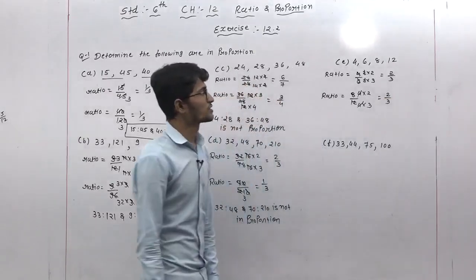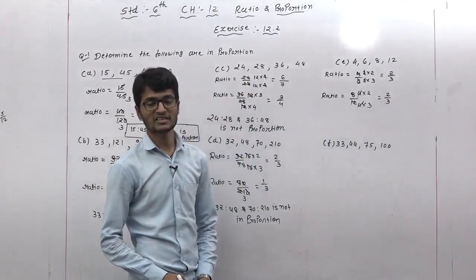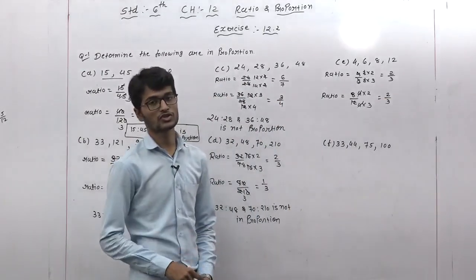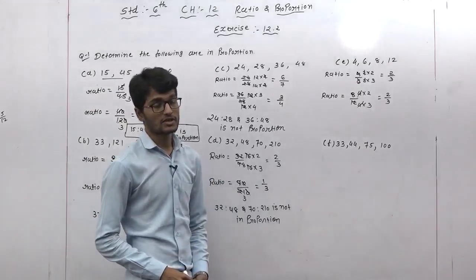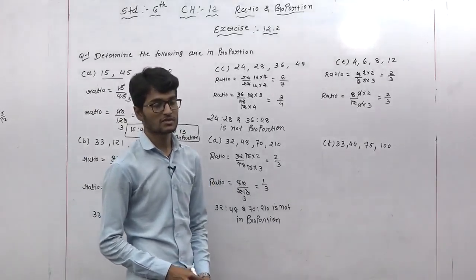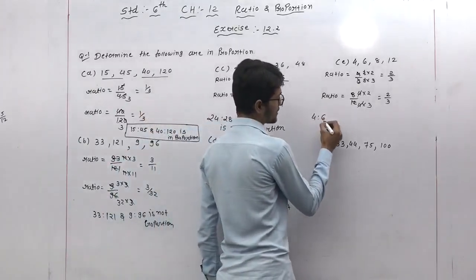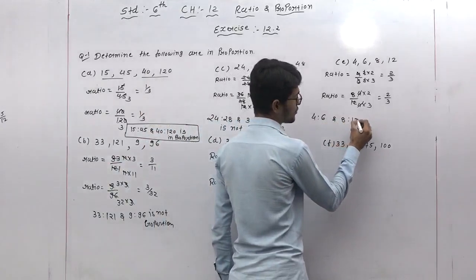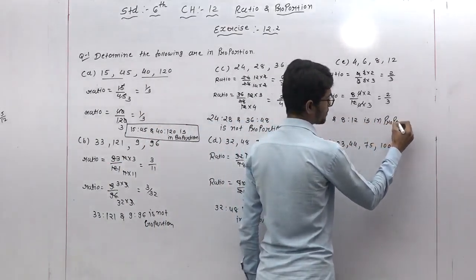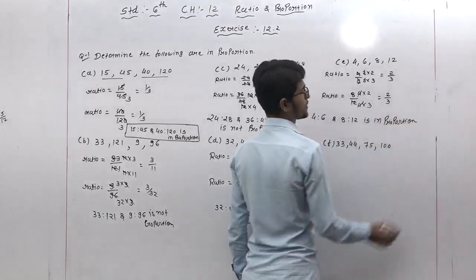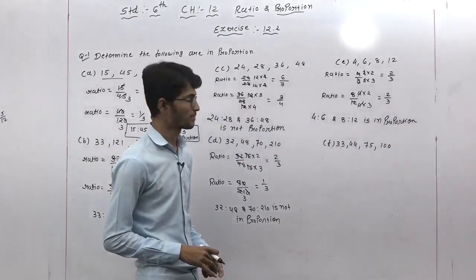So see dear students, both the ratios are the same. 2 by 3, 2 by 3. It means 2 is to 3, 2 is to 3. So is this in proportion or not? Yes. Why? Because the ratios are the same. It means this one is in proportion. So write down 4 is to 6 and 8 is to 12 is in proportion. Why? Because the ratios are the same. That's why this is in proportion.